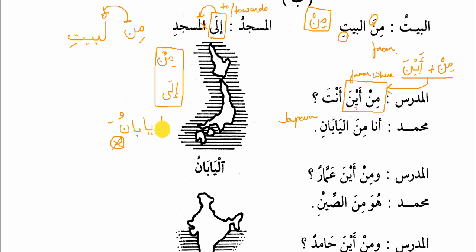But the moment it takes al, what happens? It will take a kasra. That's why a kasra is there, because an al is there, and before al is harf jar, and due to this harf jar it will take a kasra.